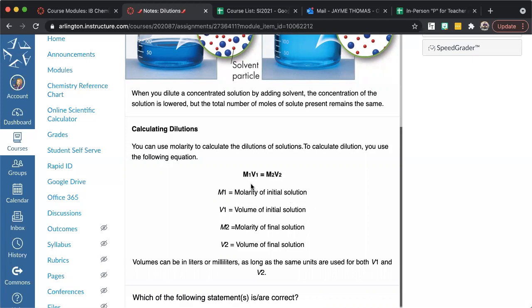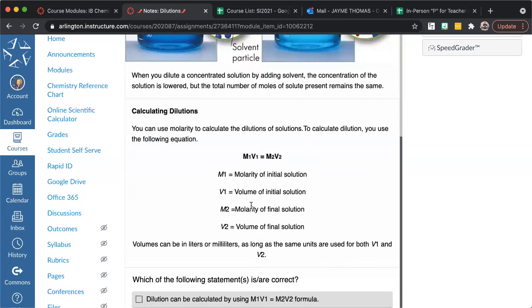Now the difference between the ones and the twos: the ones are your initial solution. That would be like your stock solution that you're starting with. Typically for stock solutions, you're going to know the molarity or the concentration because it will be printed on the bottle somewhere. Okay. And then you'll know the volume because you will measure out the volume. For the twos, those are going to be the final solution. So this is going to be your diluted solution.